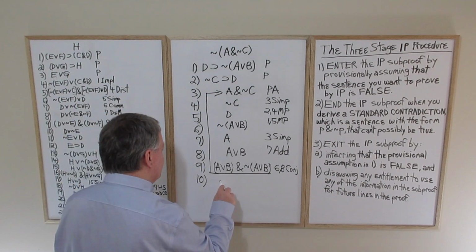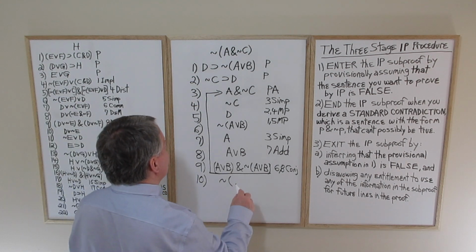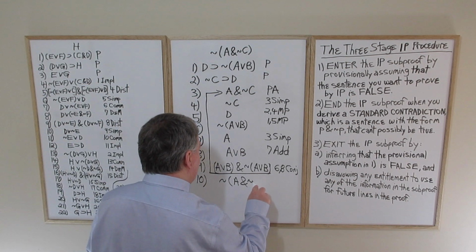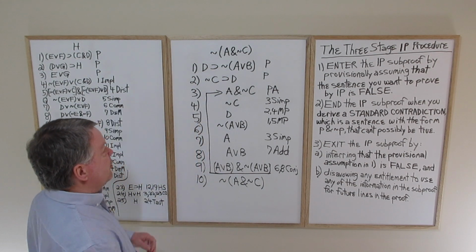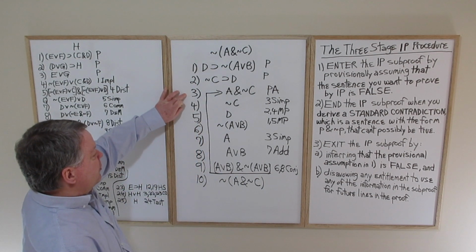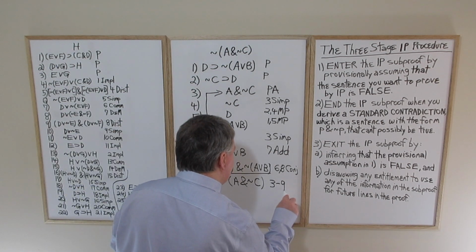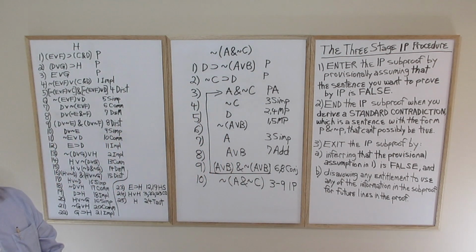From that, we infer by IP that it's not the case that A and tilde C is true, given that our original premises are true. That's what we've proven in lines 3 to 9 by IP.